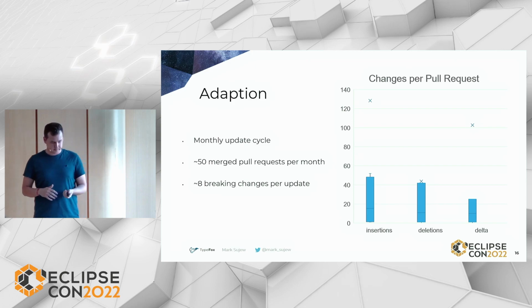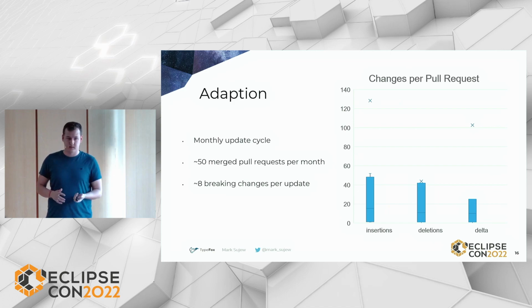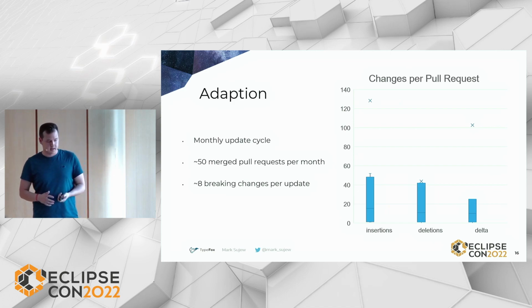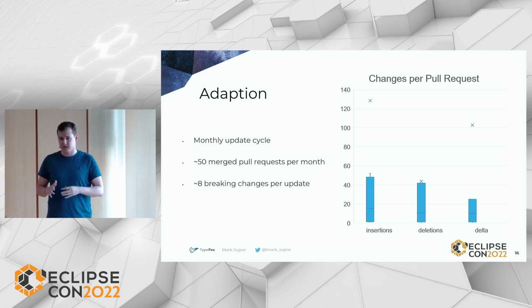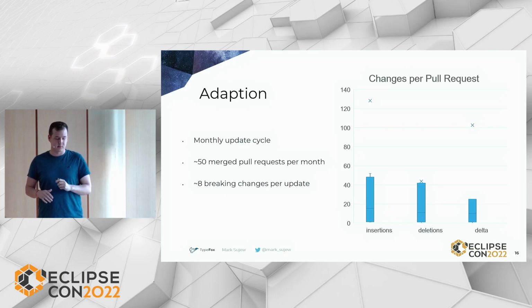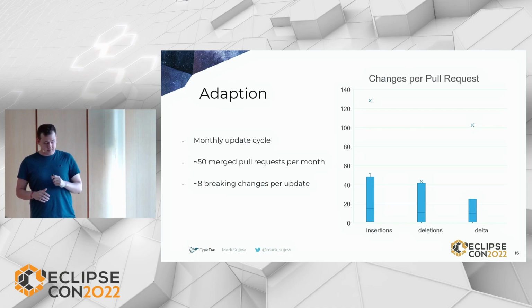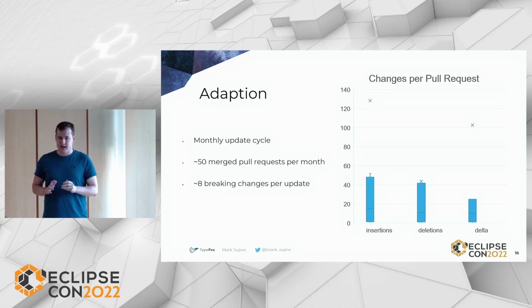So Theia features a monthly update cycle, similarly to Visual Studio Code, for example. For each month, we have roughly 50 merged pull requests in the main repository. We also have a few other repositories like the website and the UML generator. I'm not looking into that because my analysis tool wasn't quite sophisticated enough. But during each month, we have on average 8 breaking changes, which are introduced due to pull requests.